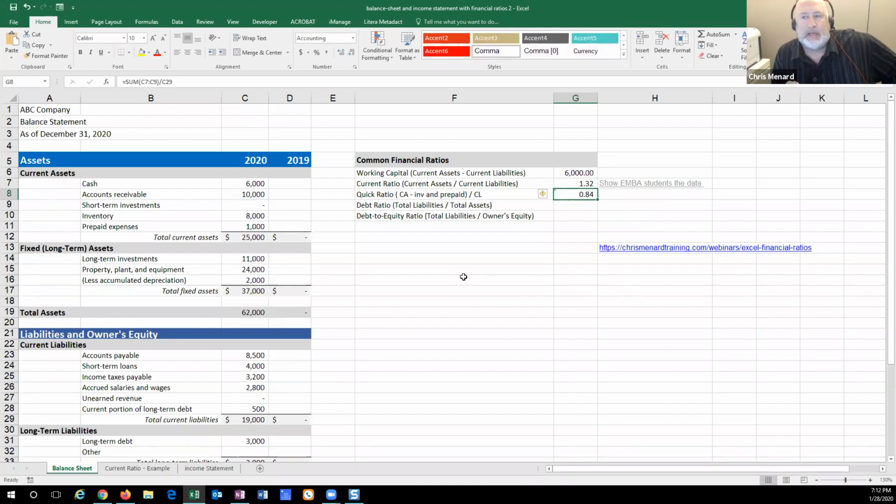Because inventory sometimes takes a while to turn into cash. And I told you already, those prepaid expenses, that $1,000, if I got to do it every month, 1,000 divided by 12 is the answer on that one. So that's going to take a little while.